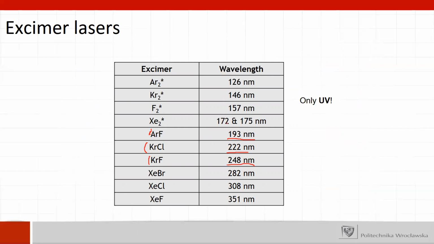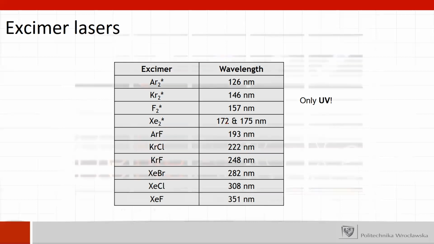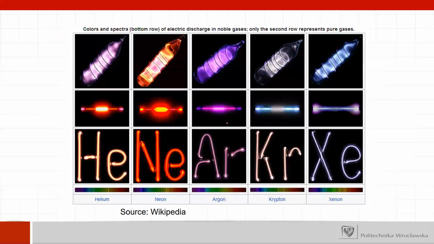If we want a quite simple, robust, reliable UV source, then the excimer laser is a pretty nice solution. I took this picture from Wikipedia, but it very nicely shows the emission of noble gases. As you can see, neon is red, but in argon, krypton, and xenon, we see some visible, including violet radiation. But of course, most of the transitions are in the ultraviolet range.